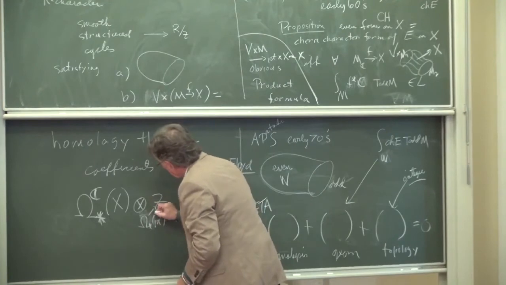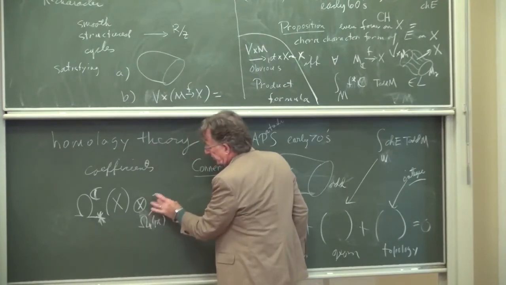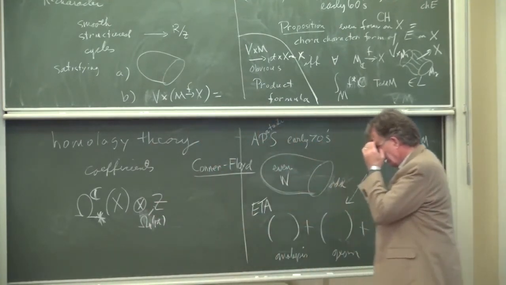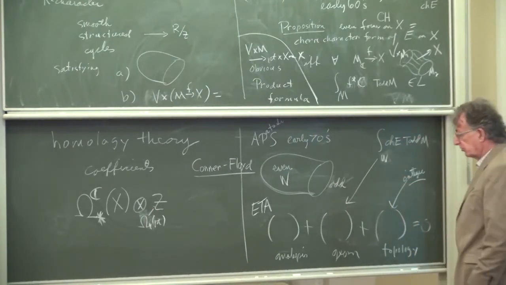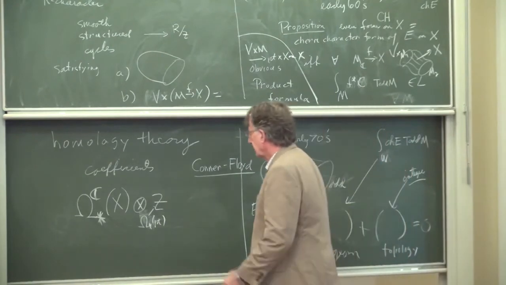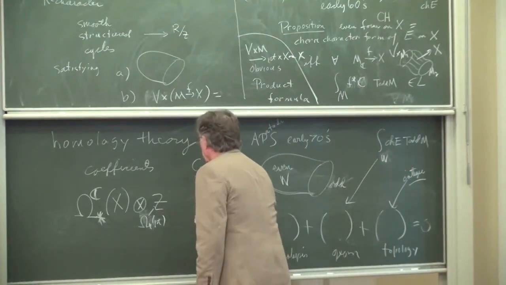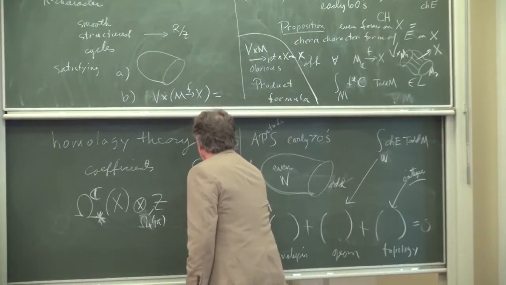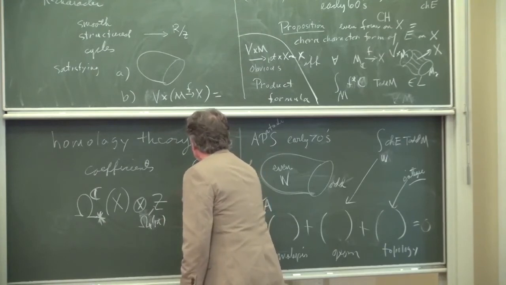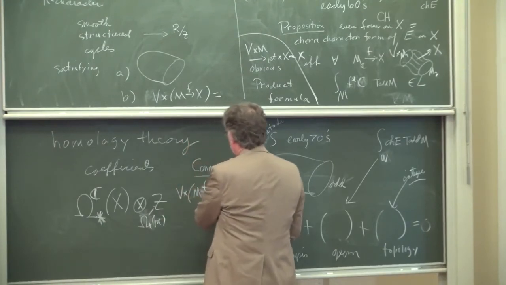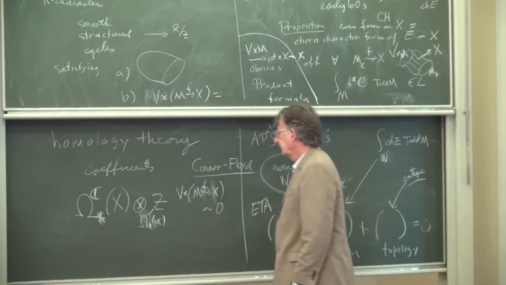And this module structure is the Todd genus. This is a ring homomorphism. So the Todd genus is like the holomorphic Euler characteristic. It's a multiplicative map. So what you're doing is saying, suppose you cross with something whose Todd genus is zero, you're setting this equal to zero.